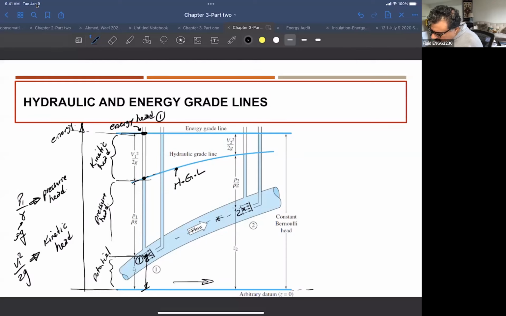Because the Bernoulli equation is assuming no energy losses, right? This is what we said, right? There's no friction losses, no losses. We have a frictionless flow.